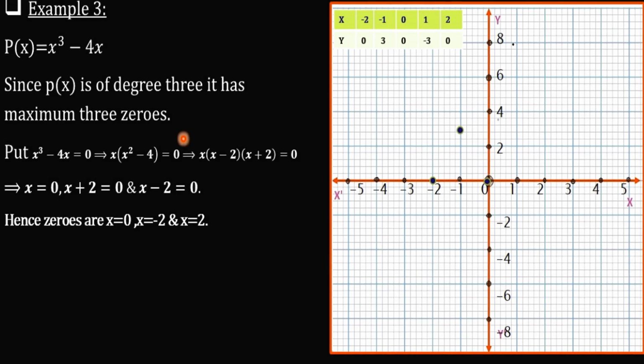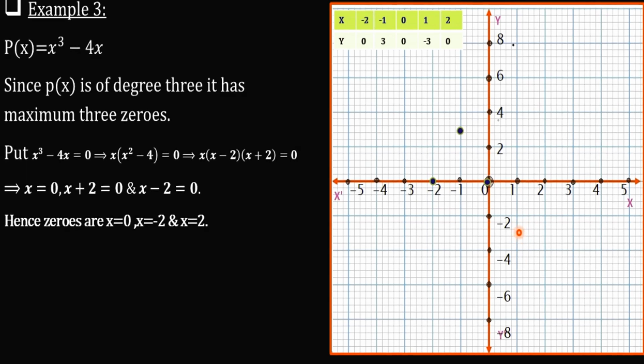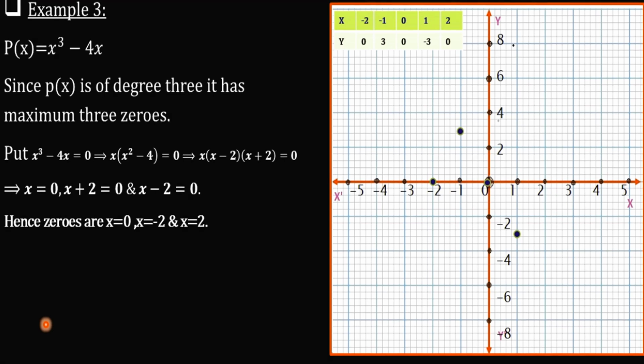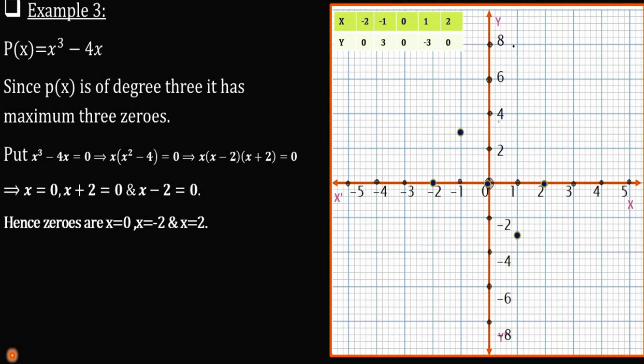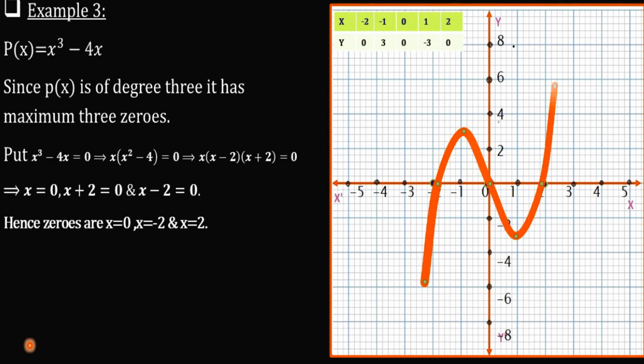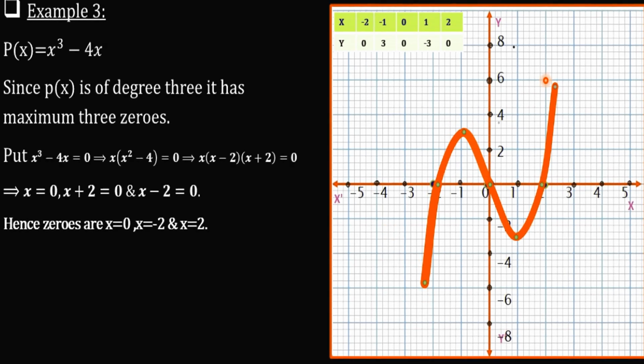Next is x equal to 1, y equal to -3, that is x equal to 1 and y equal to -3 will come here. Next, x equal to 2 and y equal to 0, that is this point. Okay, so we get the points of our graph here. Next we have to draw the graph connecting those points. So our graph will be like this. Okay, connecting these points, our graph will be like this.